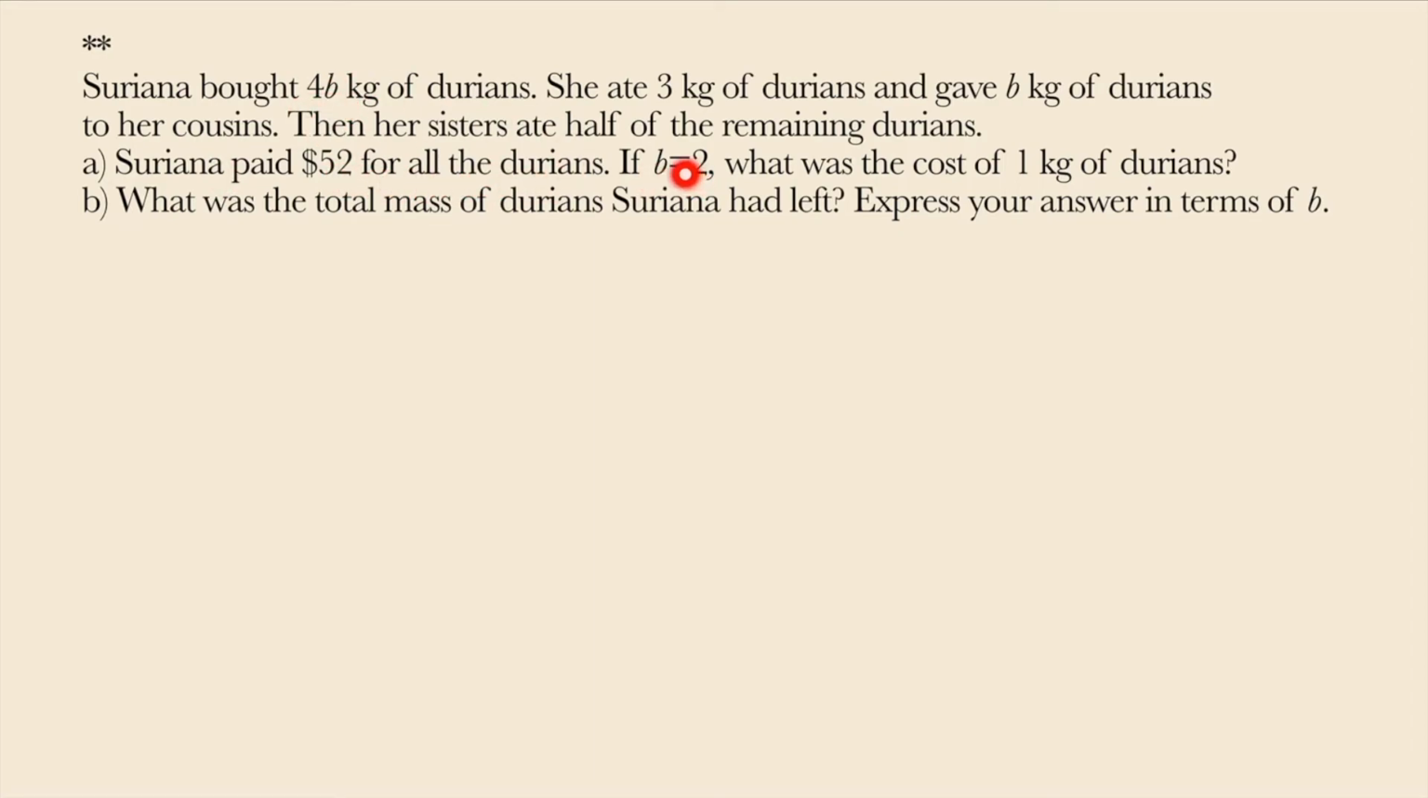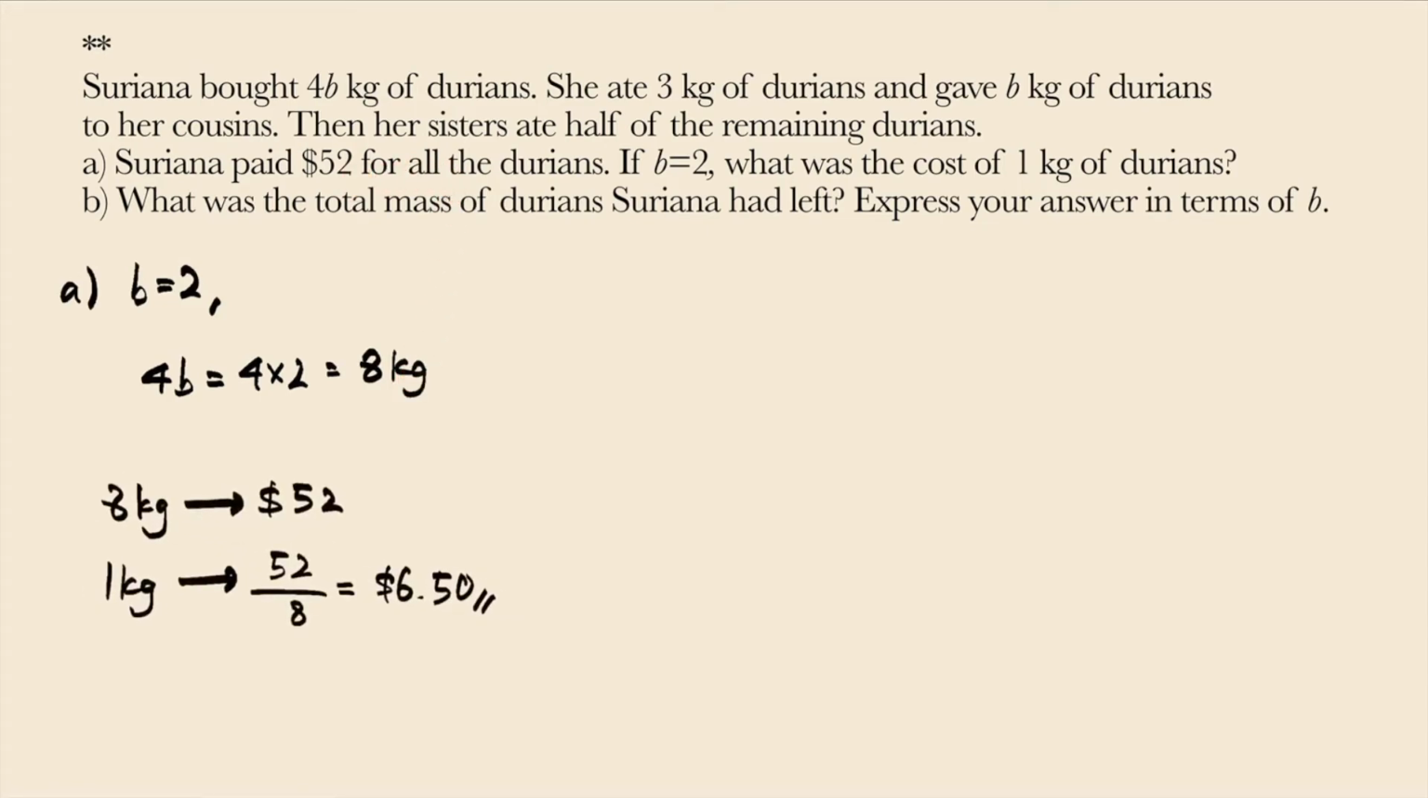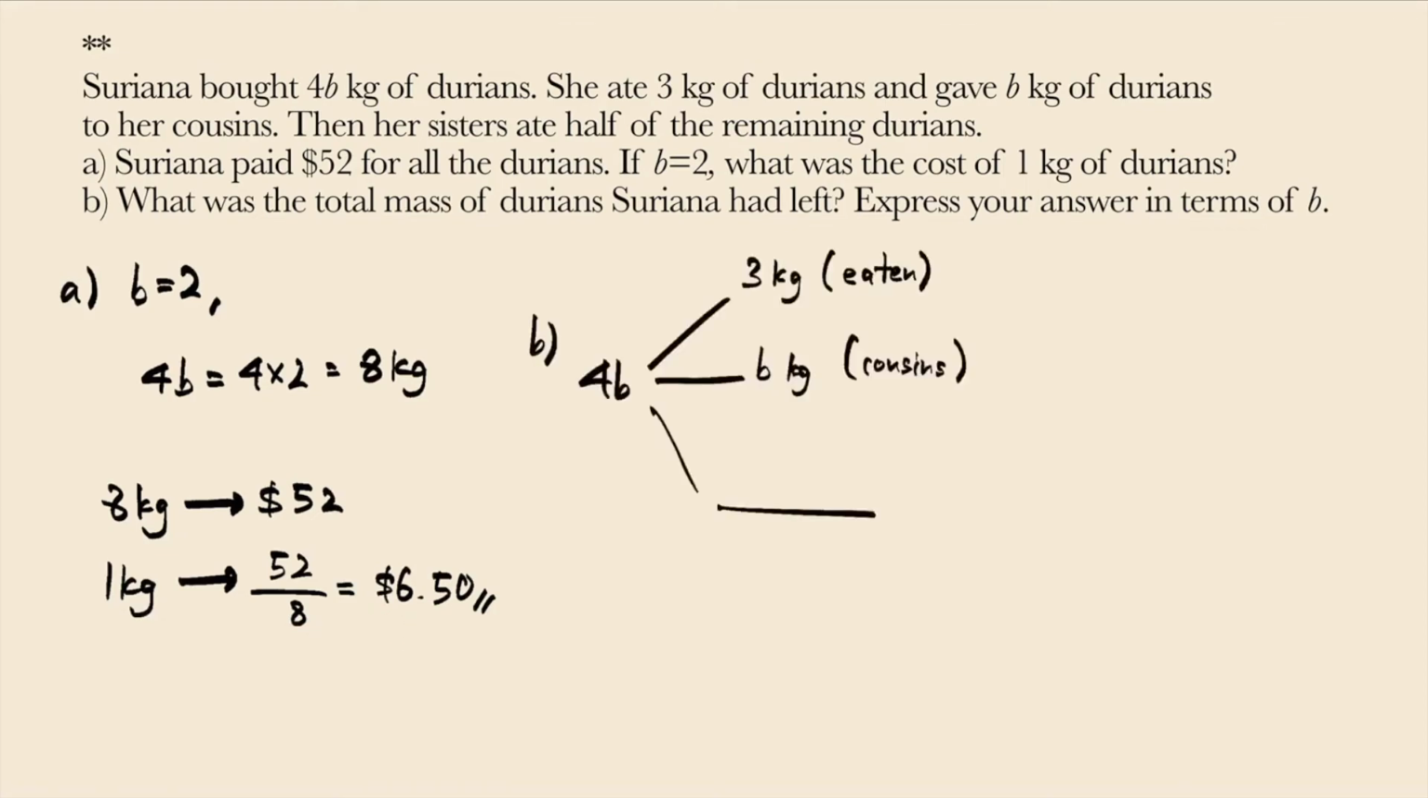Well, if b is 2, what is 1 kilogram? Well, let's find out what 4b kilograms is, considering b is 2. So substitute b equals 2, 4b is therefore 4 times 2, that's 8 kilograms, costing $52 in total. Well, let's form an equation. 8 kilograms, $52. 1 kilogram, which is what we want, will be 52 divided by 8, $6.50.